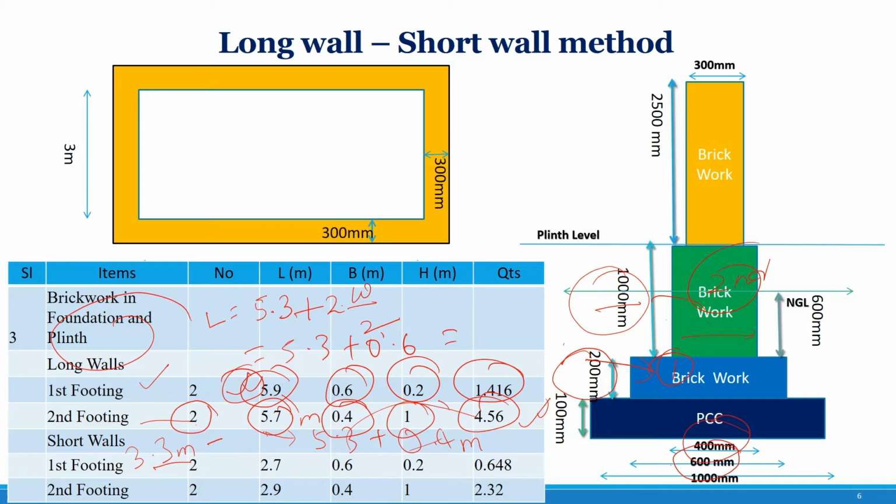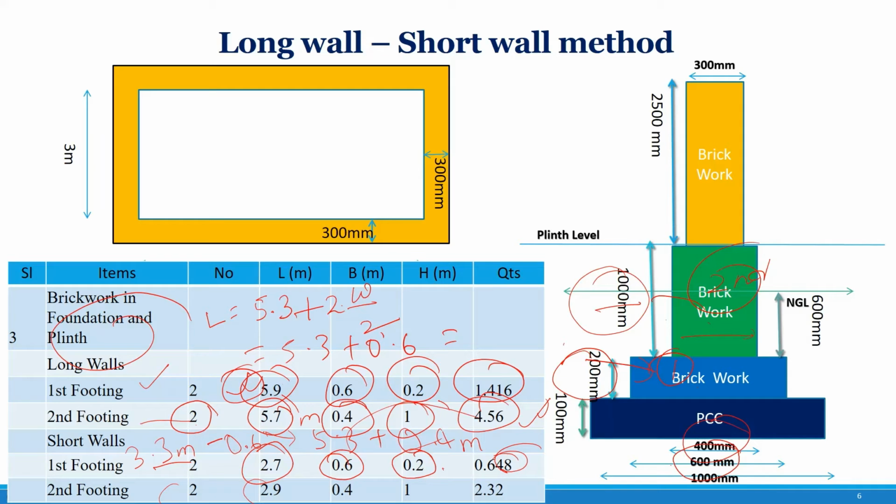Then for the first footing short wall, the center to center distance is 3.3 meter, minus 2 times half of the width of the component. So 3.3 minus 0.6 is coming to 2.7. Then the width is 0.6, the height or thickness is 0.2, and the total quantity is coming to 0.648.